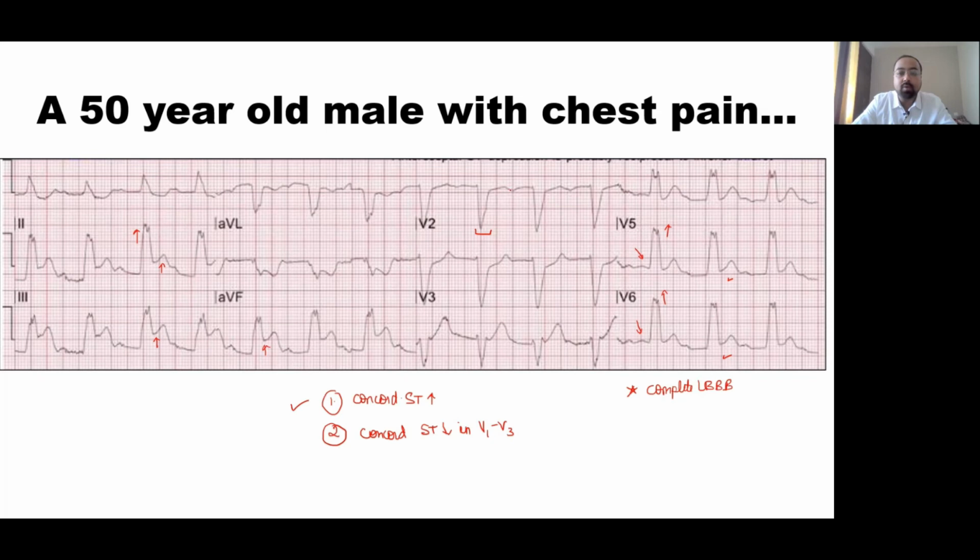In lead V2, you can see that there is some amount of ST depression, but in lead V3, you can definitely see that there is an ST depression. If this is the baseline, the TP segment is the baseline, you can see that there is an ST depression. So even the second criteria is met.